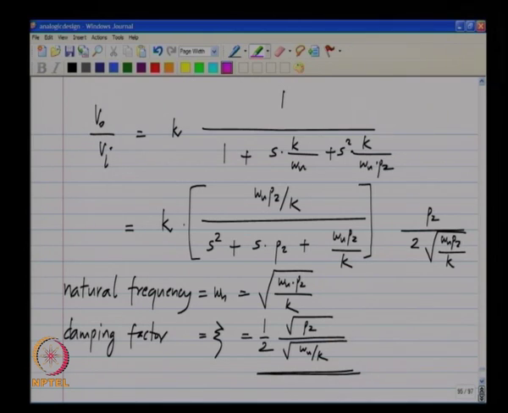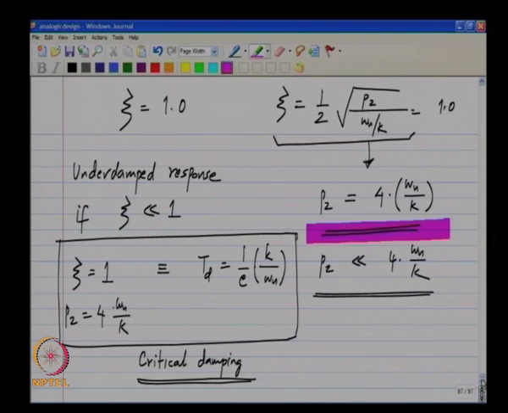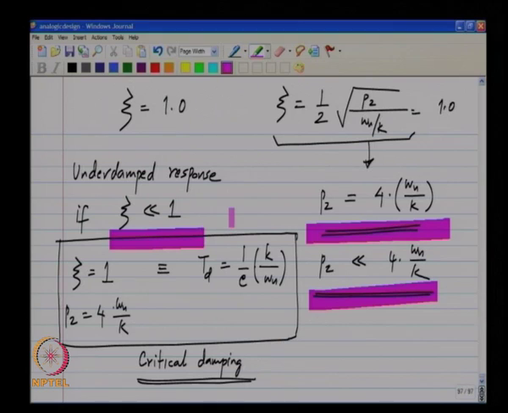You can have any value of P2, the system is still stable, but the problem is that if the second pole happens to be at a very low frequency, okay, that is if P2 is much smaller than 4 times omega u by k, you will get a severely underdamped response because the damping factor zeta becomes much smaller than 1. Okay. So, the summary of the system with the one extra pole is that you can have the pole, it does not cause instability, but it can cause severe underdamping. Okay.